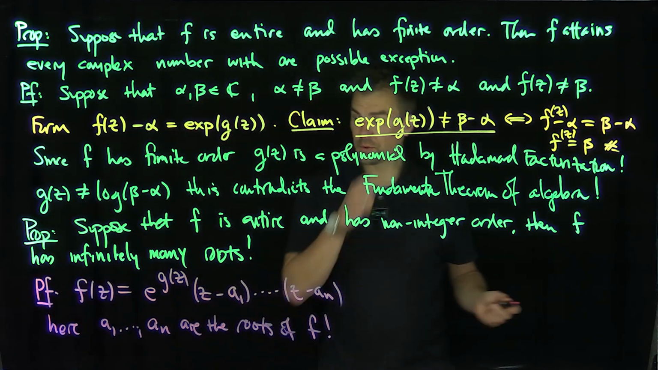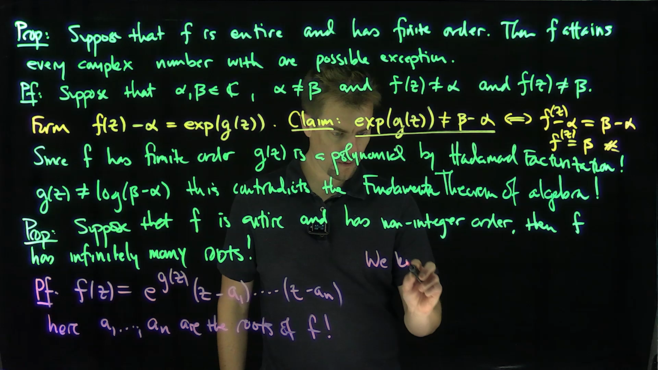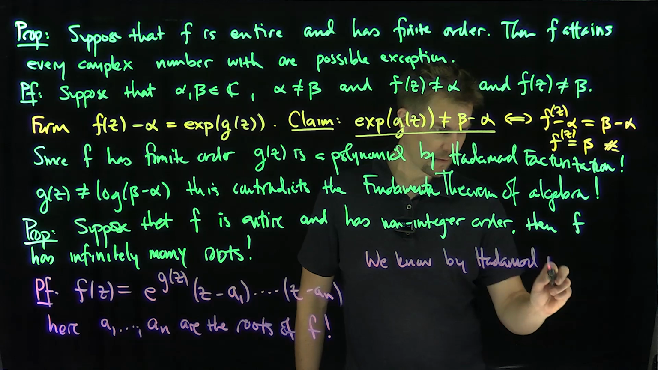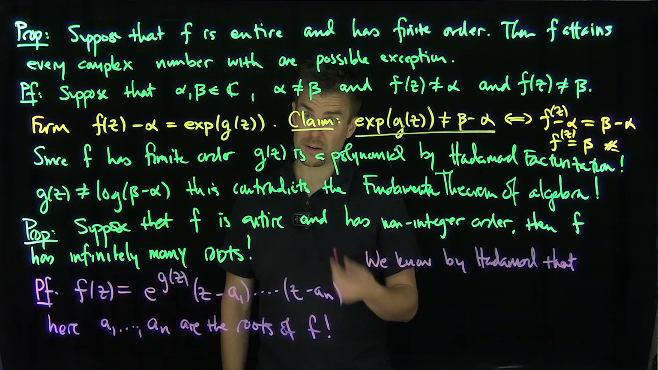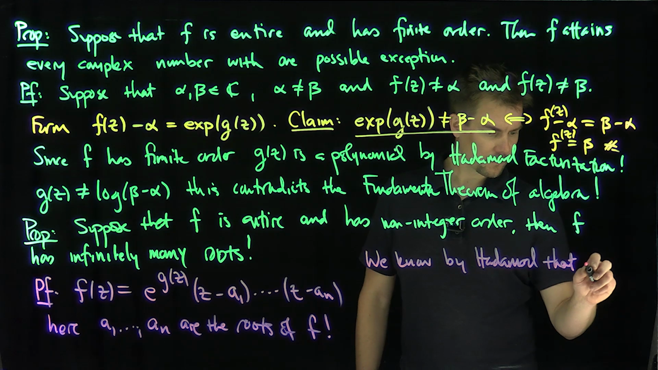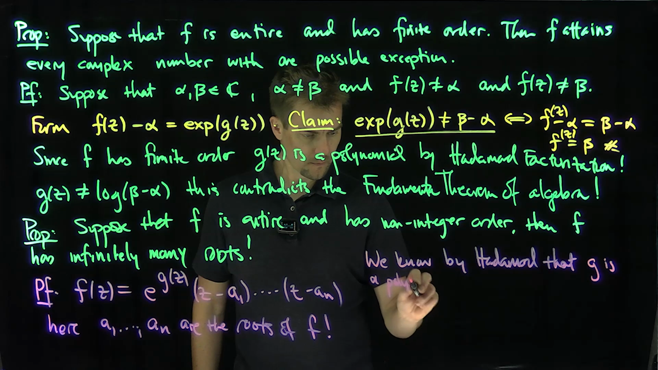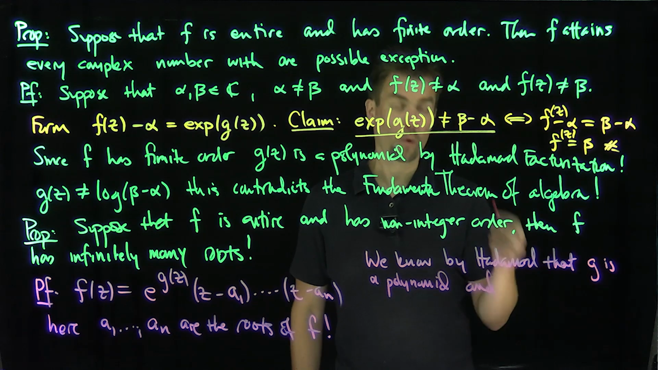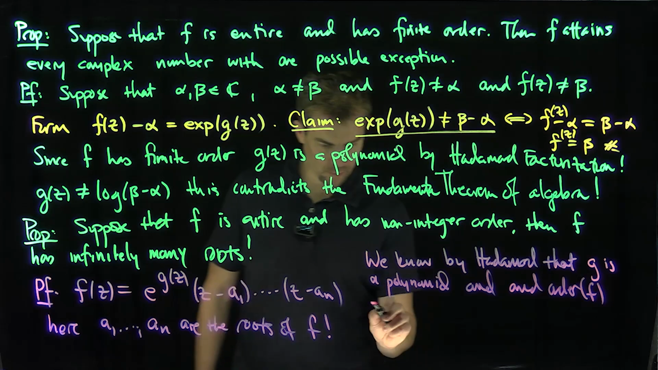Okay, what would this say then? This implies, by Hadamard, that g is of finite order, so g has to be a polynomial. And the order of f in this case is equal to the order of g.